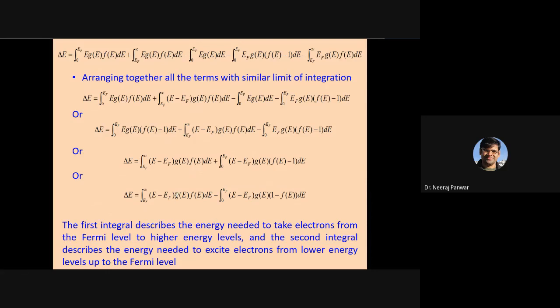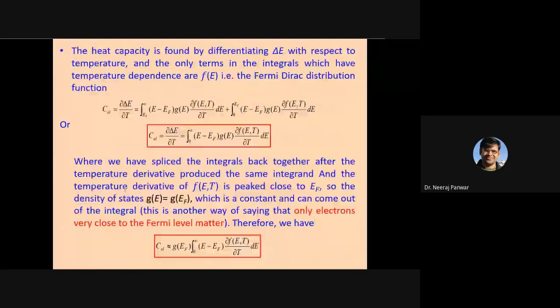The first integral, on the right hand side, describes the energy needed to take electrons from the Fermi level to higher energy levels. And the second integral describes the energy needed to excite electrons from lower energy levels up to the Fermi level. Now we have found the expression for delta E, and we can calculate the specific heat associated with electrons.